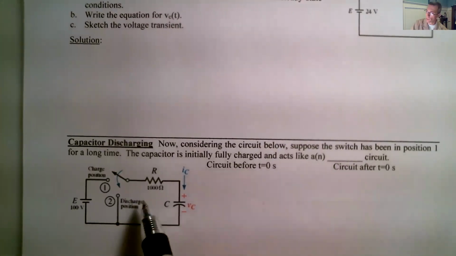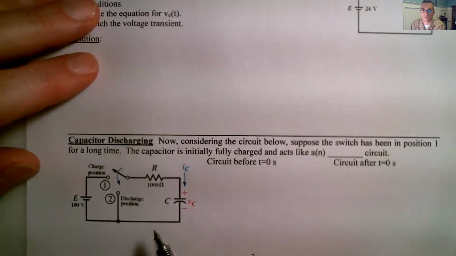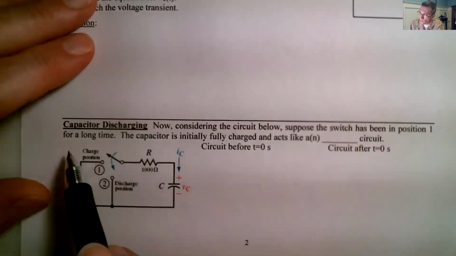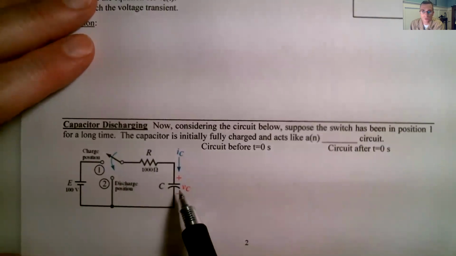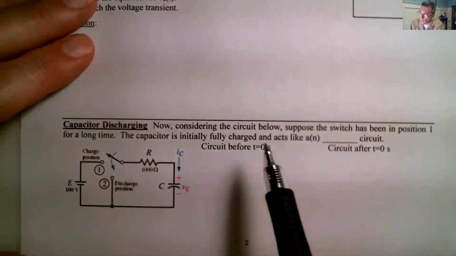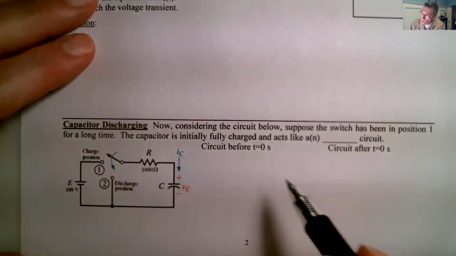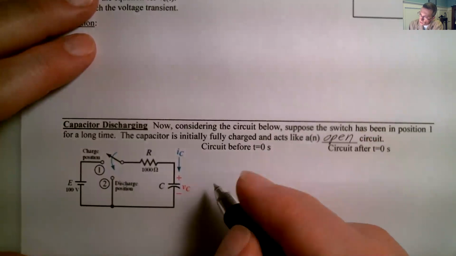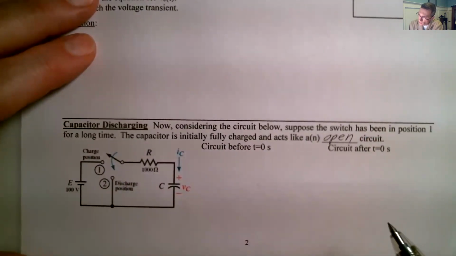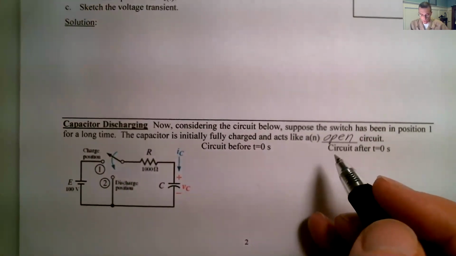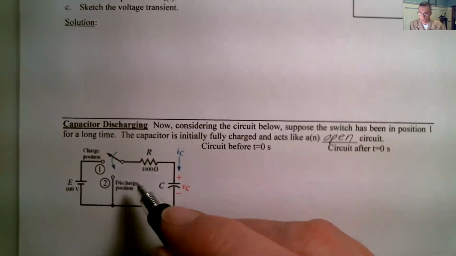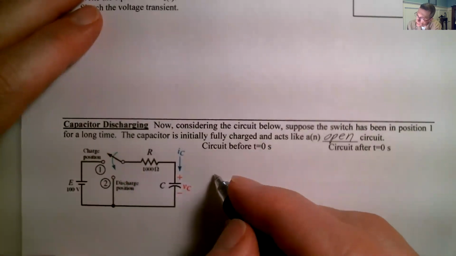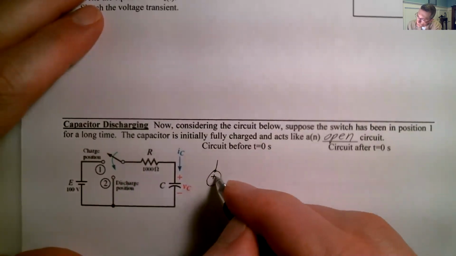So now we're going to continue with that circuit that we were discussing before. Now we're going to say, all right, it's been in position 1 for a long time. So what's the voltage across the capacitor? All right, it was initially fully charged and acting like an open circuit. Okay, so now it's in position 1, and now what we're going to do is move it to position 2.